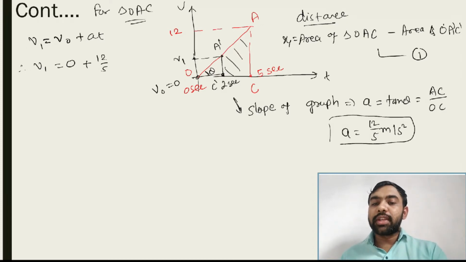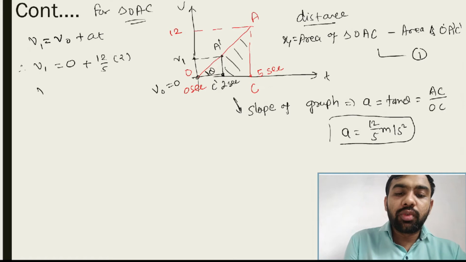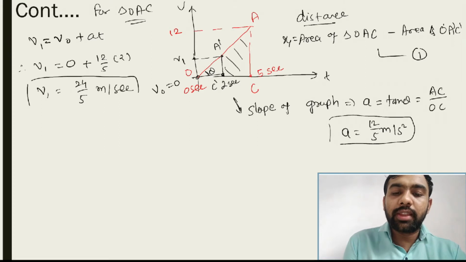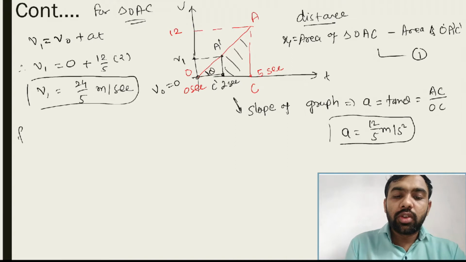For what value of t do you want the answer? You want the answer at 2 seconds. So put here t is 2. So v1 is equal to what? 24 upon 5 meter per second. Now we get the answer of this one. So put all these values in equation number 1. So from equation 1, what is x1?